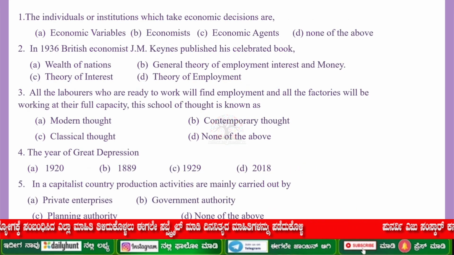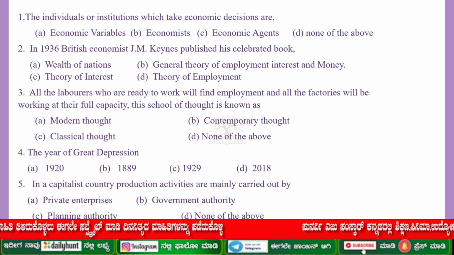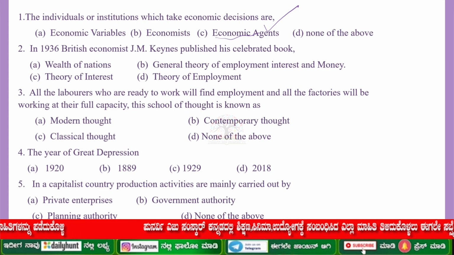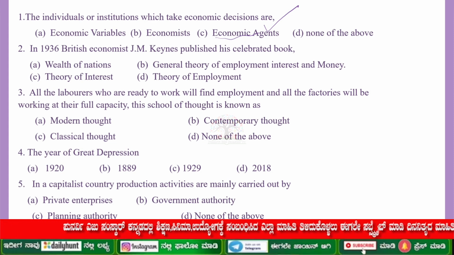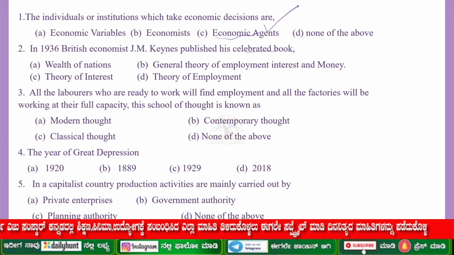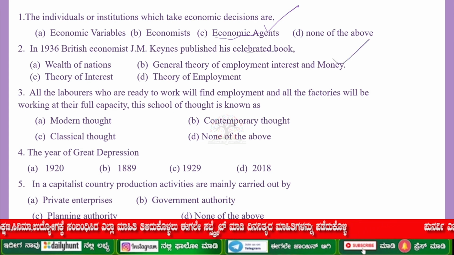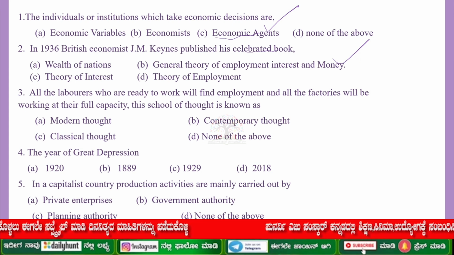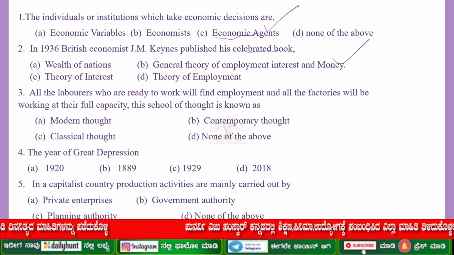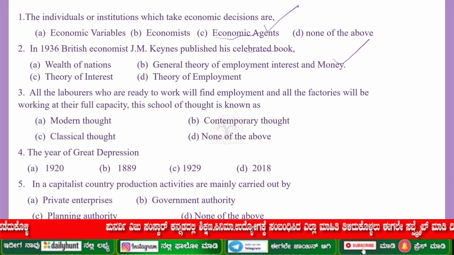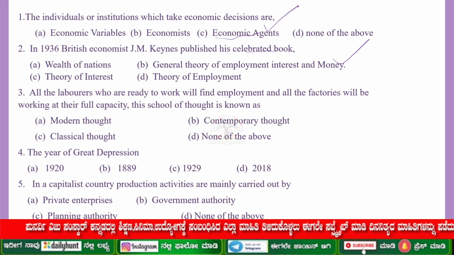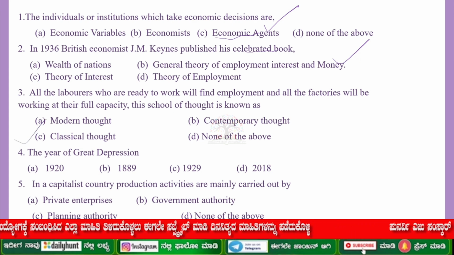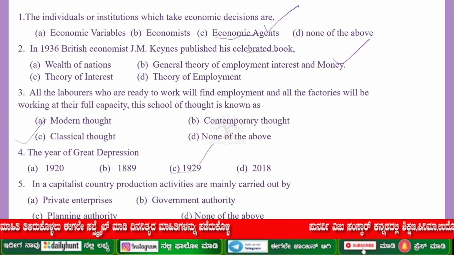Individuals or institutions which make economic decisions are called economic agents. In 1936, the British economist J.M. Keynes published a celebrated book, that is General Theory of Employment, Interest and Money. All the laborers who are ready to work will find employment, and all the factories will be working at their full capacity. This school of thought is known as classical thought. The year of the Great Depression is 1929.